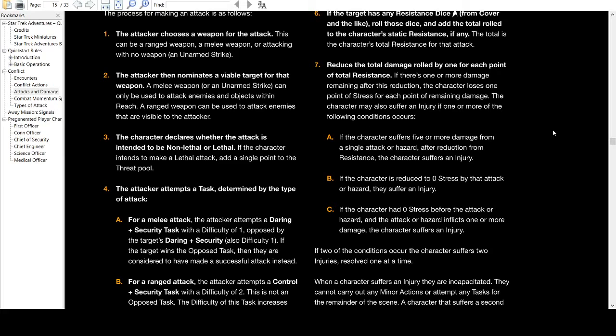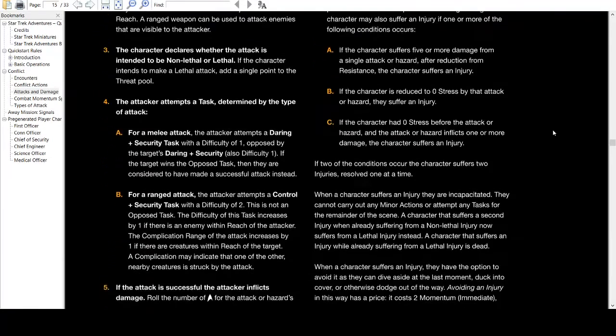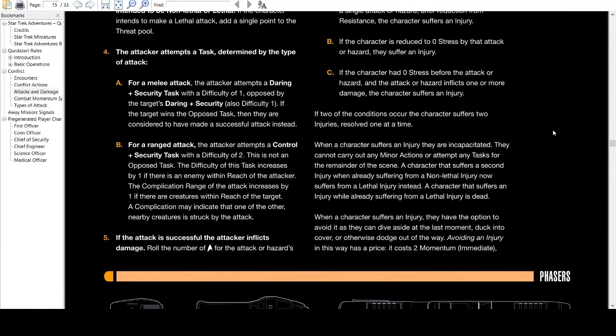The character may also suffer an injury if 1 or more of the following conditions occur. A. If the character suffers 5 or more damage from a single attack or hazard after reduction from resistance, the character suffers an injury. B. If the character is reduced to 0 stress by that attack or hazard, they suffer an injury. C. If the character has 0 stress before the attack or hazard, and the attack or hazard inflicts 1 or more damage, the character suffers an injury. If 2 of the conditions occur, the character suffers 2 injuries, resolved 1 at a time.